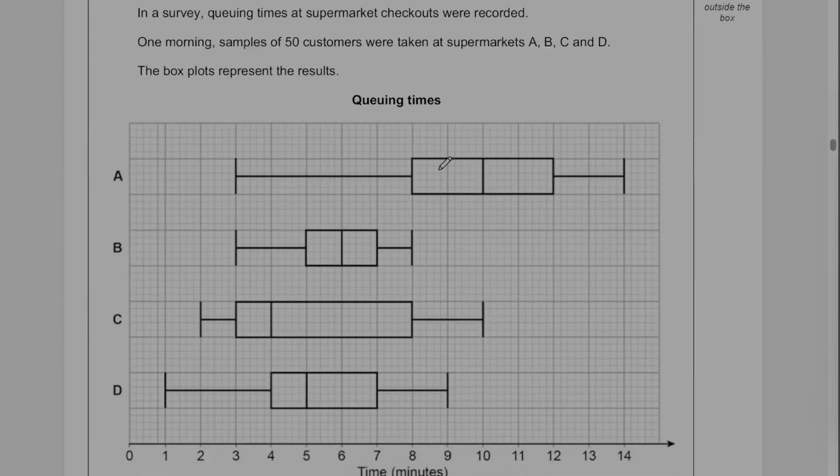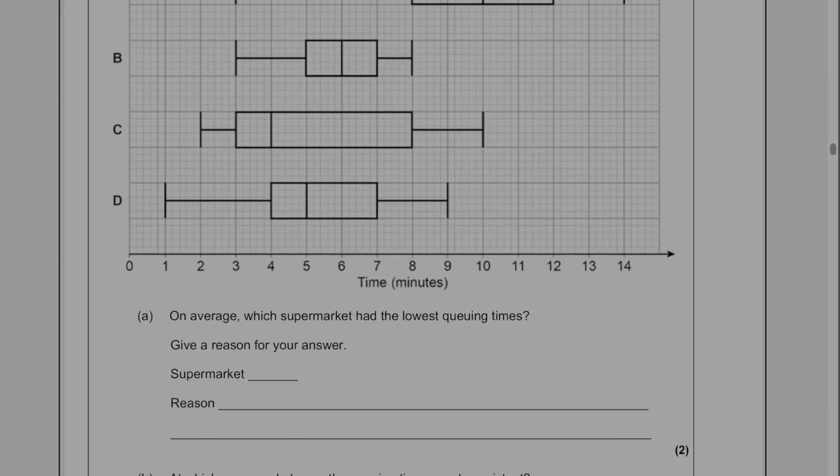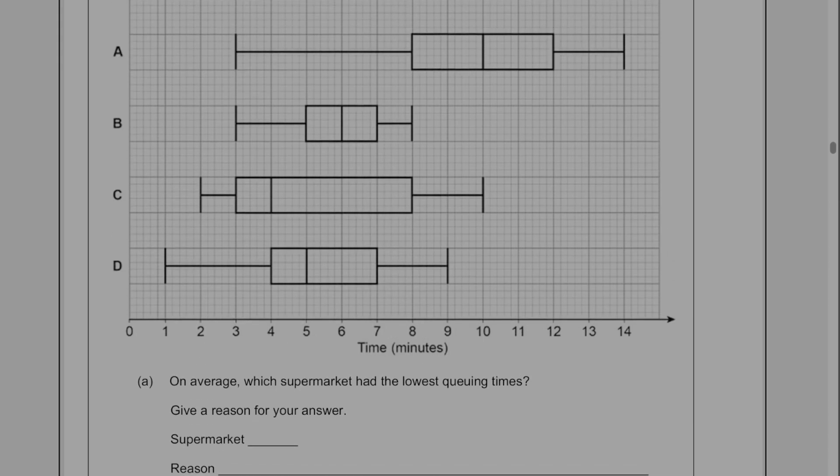Question 9. In a survey, queuing times in supermarket checkouts were recorded. One morning, samples of 50 customers were taken at supermarket A, B, C, and D. The box plot represents their results. On average, which supermarket had the lowest queuing time? So we're looking for the lowest median. So that would be supermarket C.